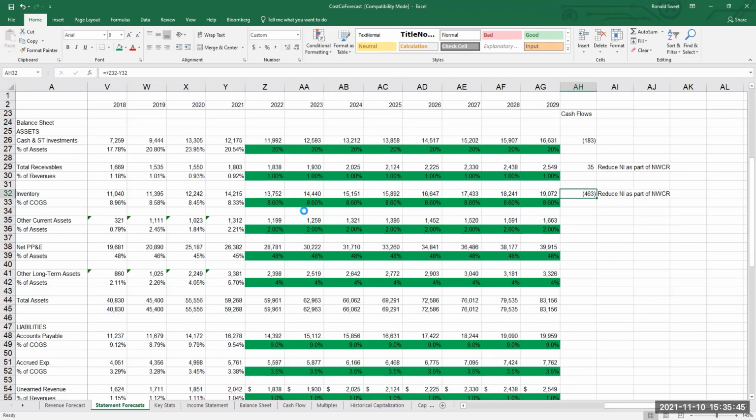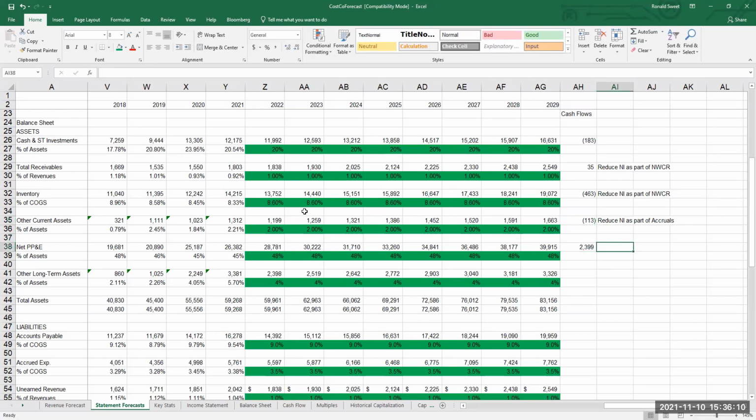Other current assets, we did that as a percentage of assets. We're not sure what that is. I'm going to assume it's something related to accruals, so I'm going to do the same thing. I'm going to call it accruals because I'm not really sure it's related to net working capital, but we'll do that.